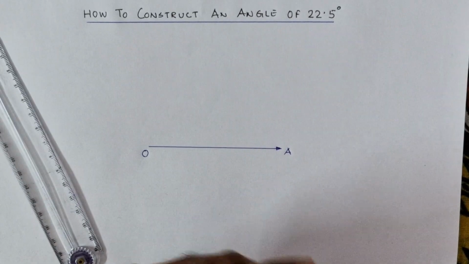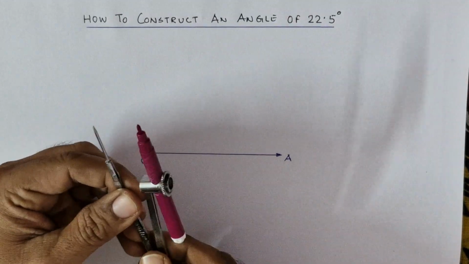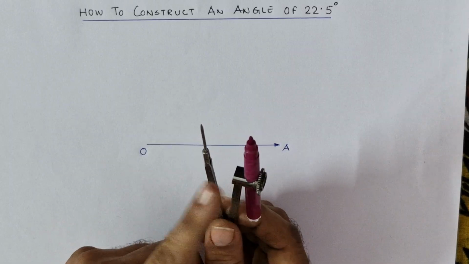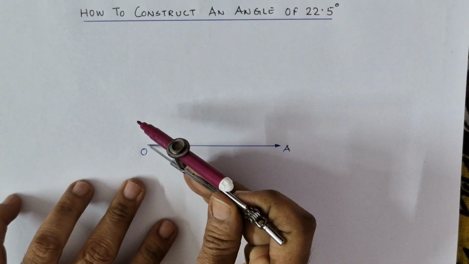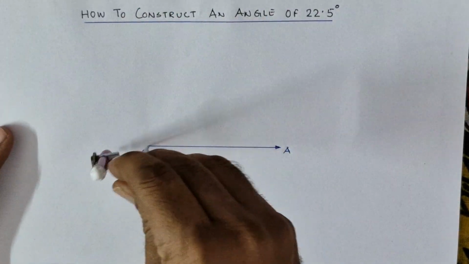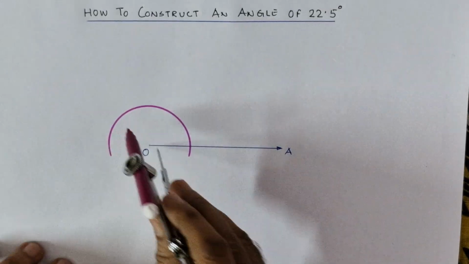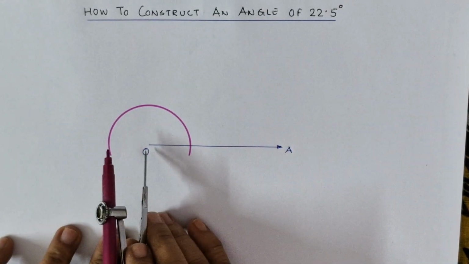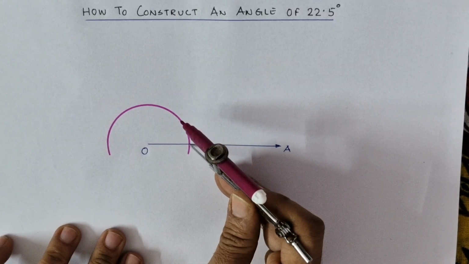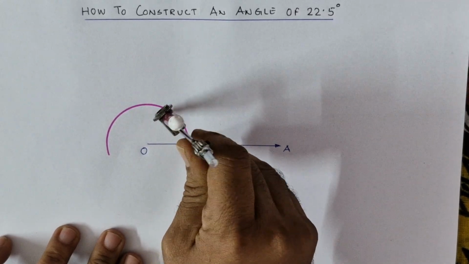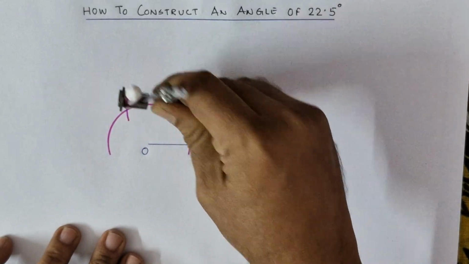Okay, so let's start. I have taken the compass and I have taken any radius. So take any radius of your choice. Point the needle at the vertex O. As usual, construct a 90 degree angle. So draw a bigger arc. The bigger arc is intersecting AO at a certain point. So point the needle there. Draw two small arcs like here, one, and point the needle at the first intersection. Draw the second intersection. Got it?